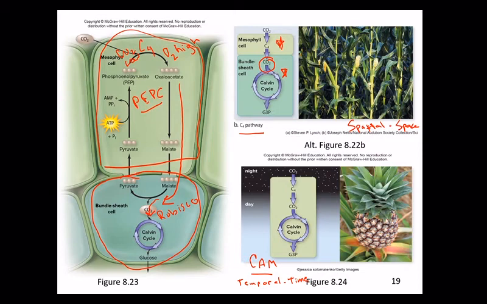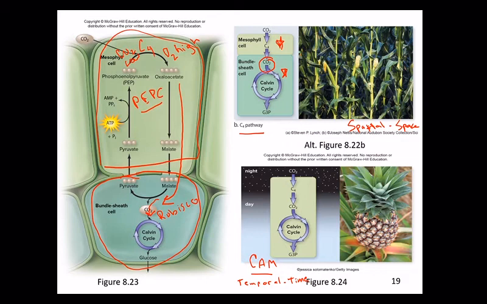The second one are CAM plants. Okay? And so CAM plants have evolved a different mechanism in that they separate based on time. So CAM stands for crassulacean acid metabolism. And no, don't worry about that name.